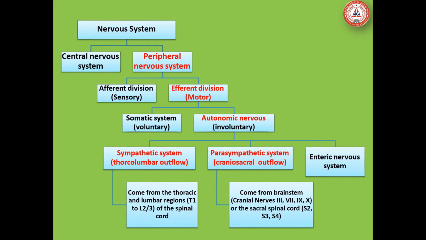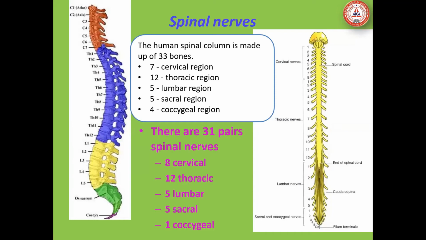Whereas the parasympathetic nervous system comes from the brain stem, that is it contains cranial nerves, the third cranial nerve, seventh cranial nerve, ninth cranial nerve and 10th cranial nerve, and the sacral spinal nerves, that is S2, S3 and S4.